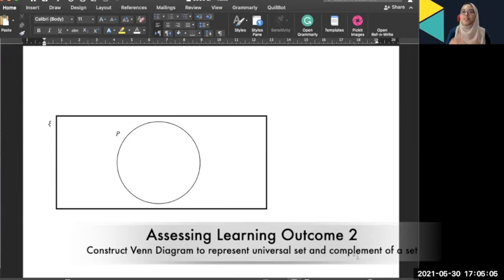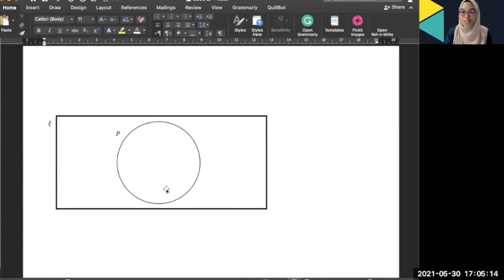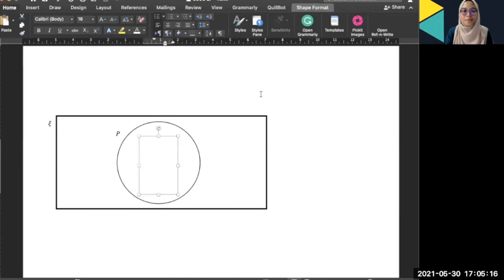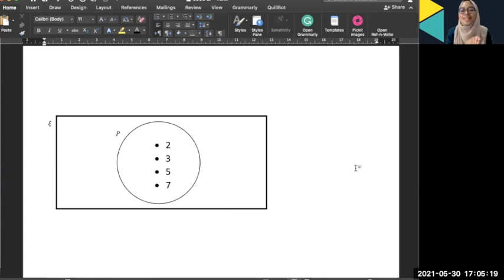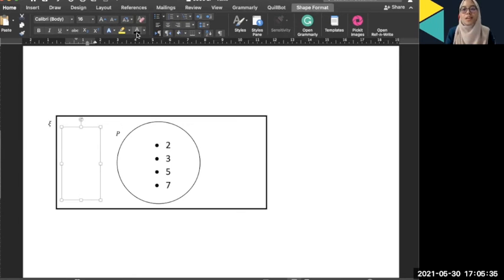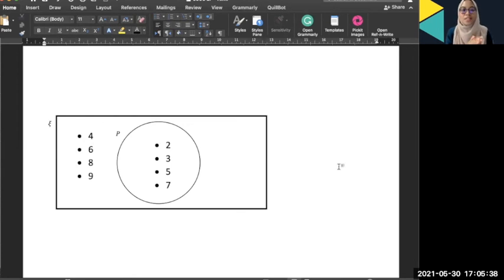So let us proceed in filling the shapes with the correct elements. Alright, so here, P will consist of the prime numbers as you listed down before, and these are the elements that should be inside the circle, which is set P. So now we're going to write all the complement elements for set P, numbers that are not prime numbers. So they consist of 4, 6, 8, and 9. So we're done with the Venn diagram. I hope that everyone understands.